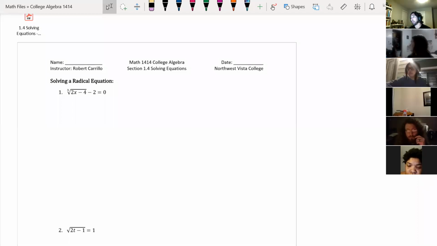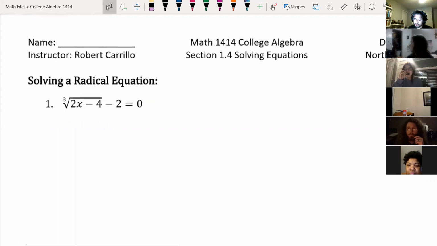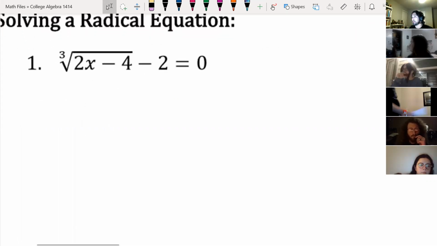Okay. So today, again, solving equations. We start off by solving radical equations. So here we end up with the cube root of 2x minus 4 minus 2 equal to 0. Our goal is to solve for x and get it out of that radical.